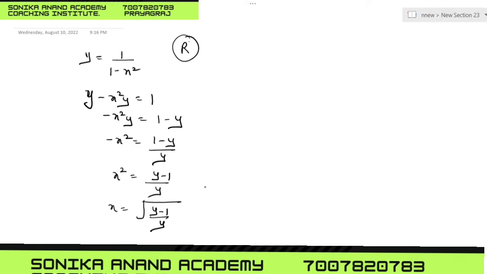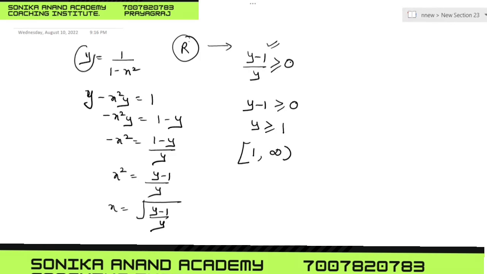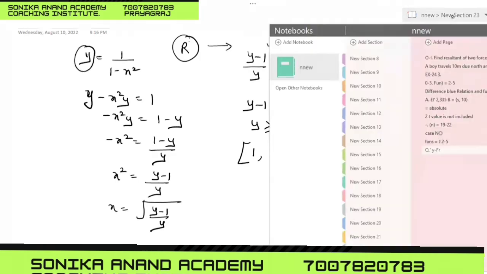Clear? Then they will take it as under root. So y minus 1 over y must be greater than or equal to 0. So from here we go only for the numerator. So y minus 1 must be greater than or equal to 0, y must be greater than or equal to 1. So its range goes from 1 to infinity. This is the method of range: we put the function equal to y. Clear? Now we have the next question.